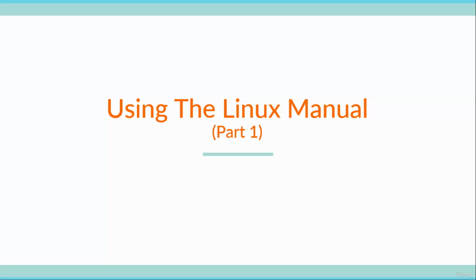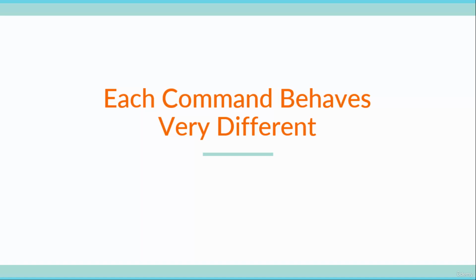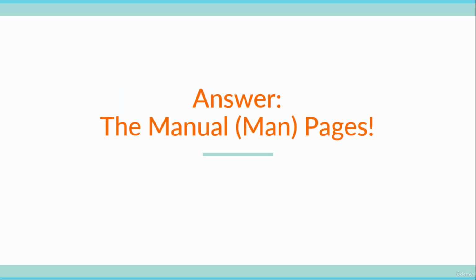Now, in the last video, you learned the difference between the terminal and the shell, and you've also seen how commands are structured on quite a general level. We mentioned that commands follow a general structure, like command name, then some options, and then some inputs. But like we saw, each of the Linux commands is implemented slightly differently, and they behave slightly differently. So other than memorizing a bajillion different implementations of things, how can we actually know how to use each of the Linux commands properly? Well, the answer is to use the manual pages, known as man pages for short.